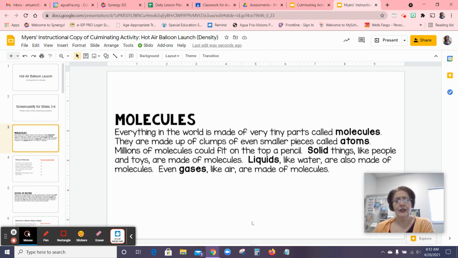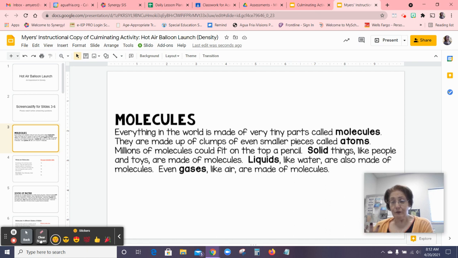So the first thing we're going to talk about is molecules. We've talked about molecules before. So remember, everything in the world is made up of very tiny particles called molecules. They are made up of clumps of even smaller pieces called atoms, and we didn't really get into atoms before. That's something we can do later on. There are millions and millions of molecules that can actually fit on the tip of the top of a pencil. That's how tiny they are.